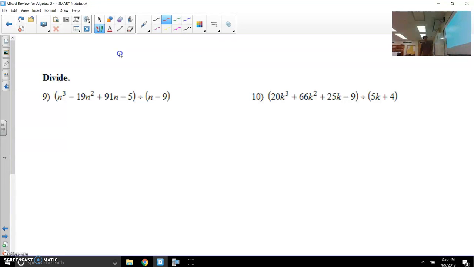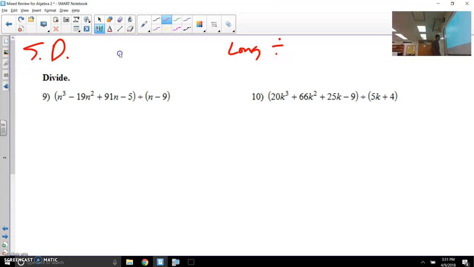Two problems here that have us dividing. So we have what's called long division and synthetic division. So I'm going to show synthetic division for number 9, and for number 10 I'm going to show long division, because you may have to do both.